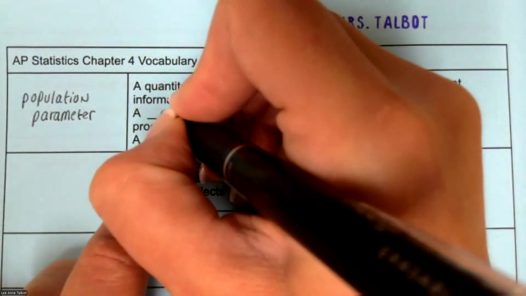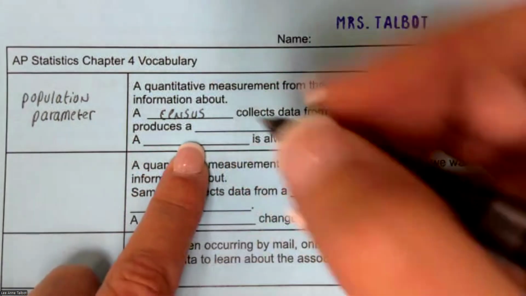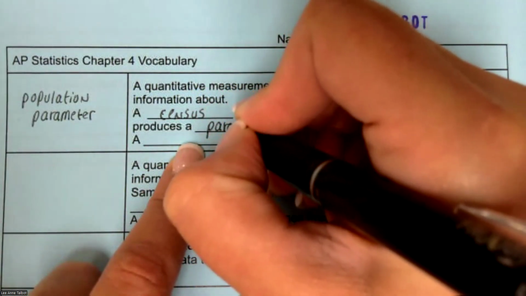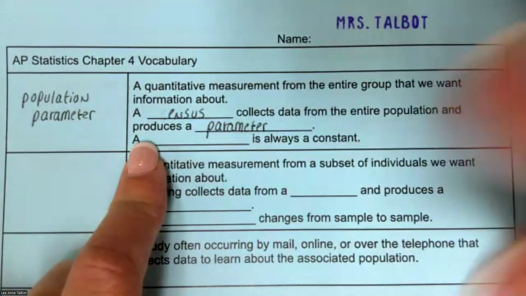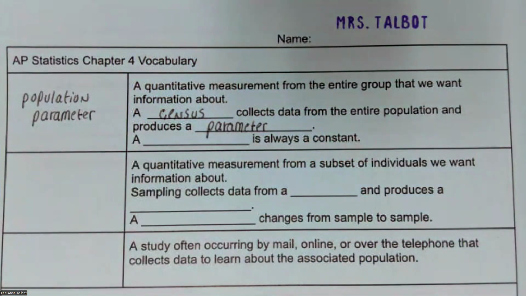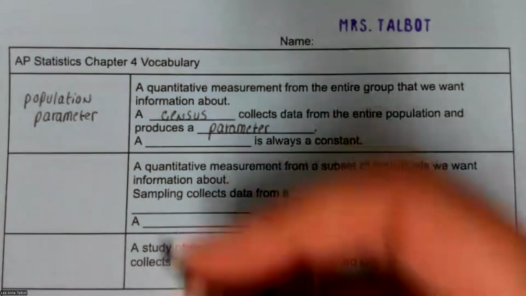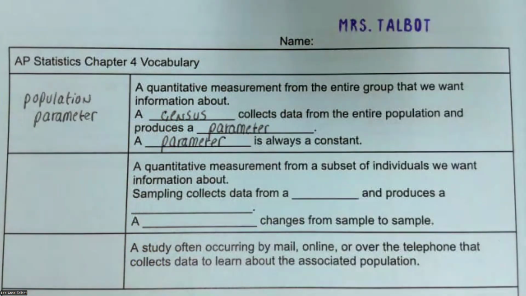I actually am really interested in the words that you guys know already. So a census collects data from the entire population and produces a parameter. A census. I did a census, which means I asked all of my students. A parameter is always a constant, which means it's not going to change because I asked everybody. So it's solid.